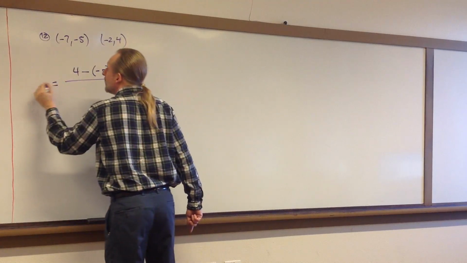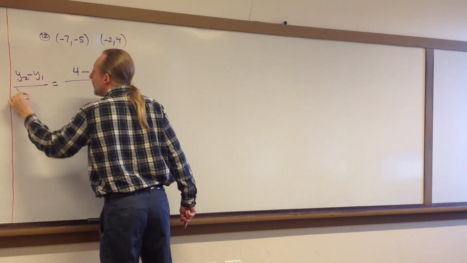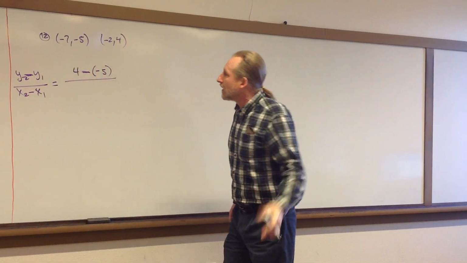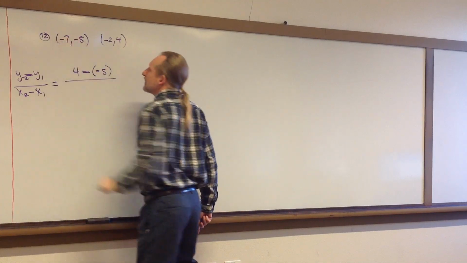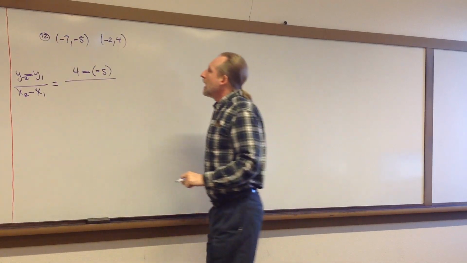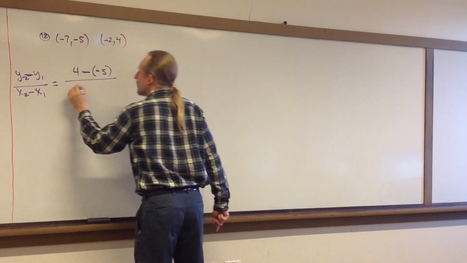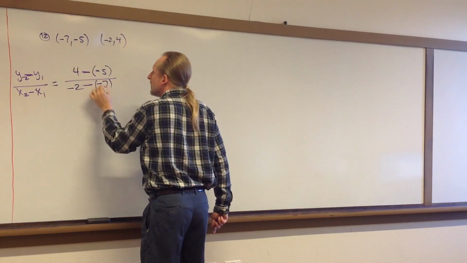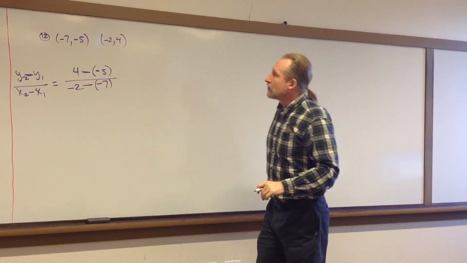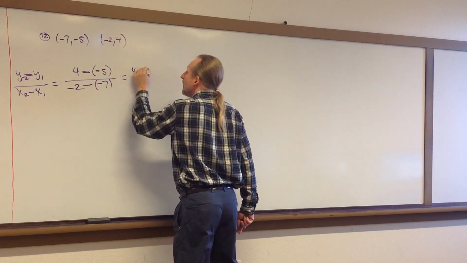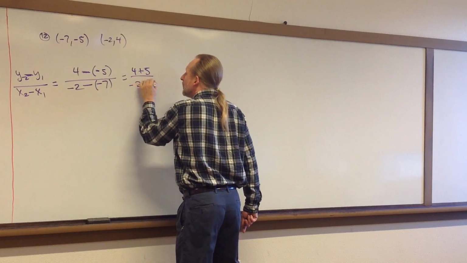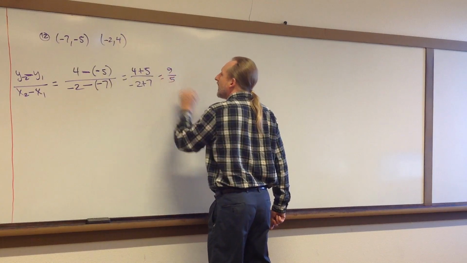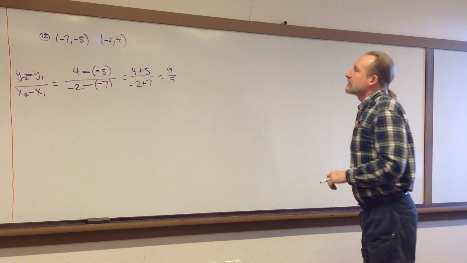Again, notice that the formula itself has subtraction in it. This subtraction comes with the formula. This negative sign comes with the value of y. Okay? All right, so if I start with the 4, I've got to start with the -2 on the bottom, subtract from the formula, -7, this negative comes with the value of that x coordinate. So this will be 4 plus 5 on top, -2 plus 7 on the bottom. So this is 9 over 5. Okay? Let's see, what's next?